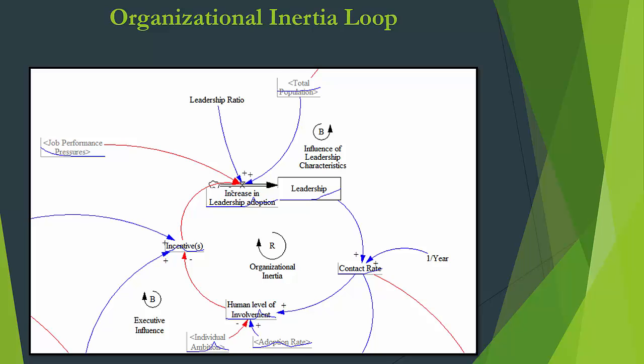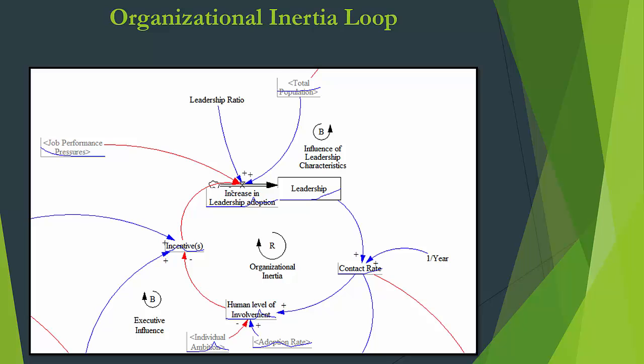Next, we have the organizational inertia loop, which was kind of a key loop for us outside of the typical base diffusion model. And this includes the leadership ratio like I was talking about. We used 20% for that. So 20% of the total population had strong leadership characteristics. And by introducing more leaders into the group, we were hypothesizing that we could overcome the organizational inertia that you would typically see in this large number of employees.